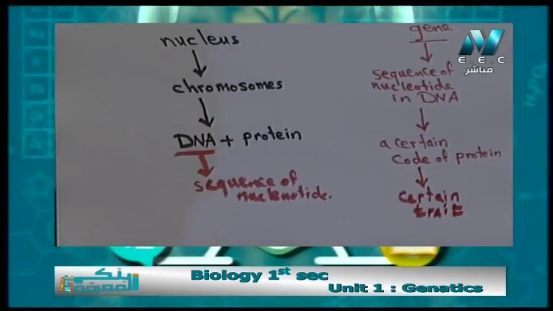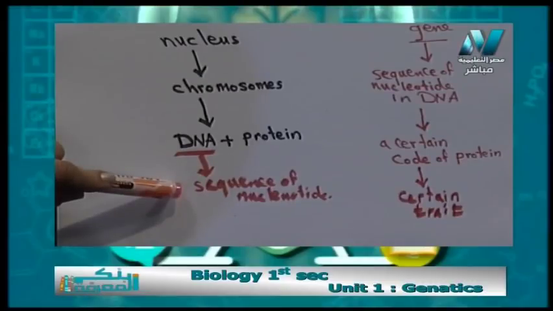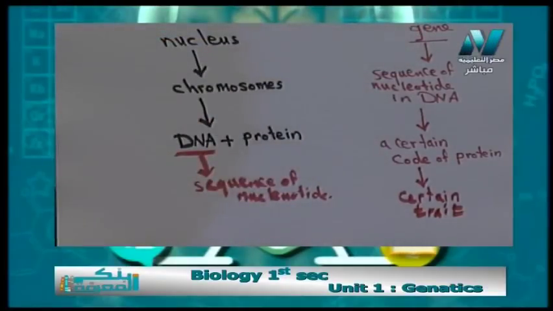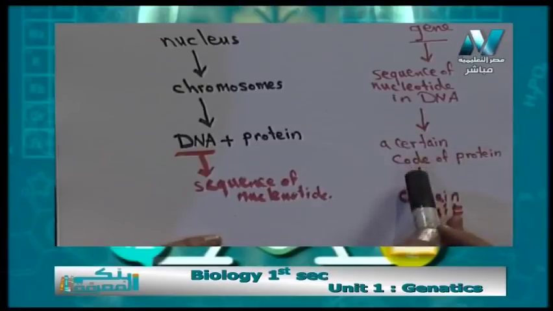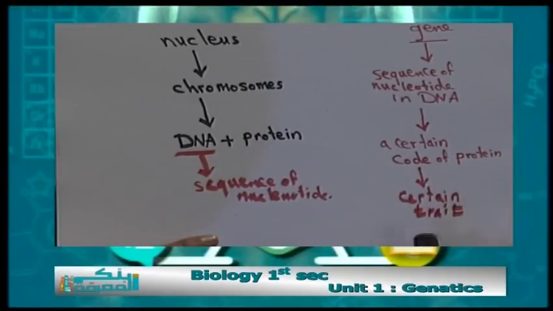Again, the nucleus inside your body contains chromosomes. The chromosome structure is DNA plus protein. The building unit of DNA is the nucleotide. A sequence of nucleotides makes DNA. DNA carries genes. A gene is a sequence of nucleotides that makes a certain code of protein that helps a trait to appear.